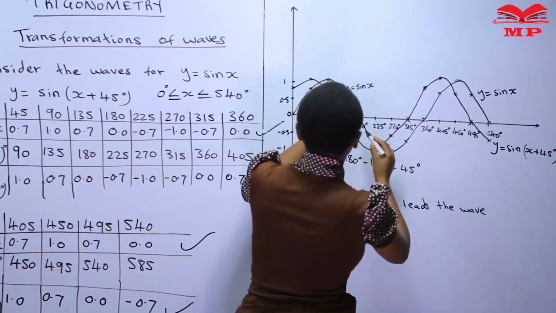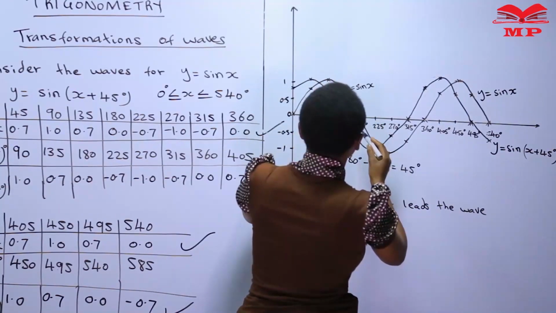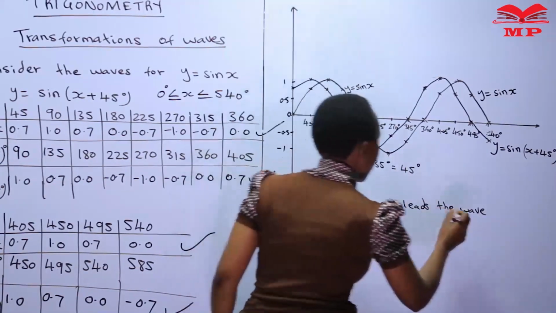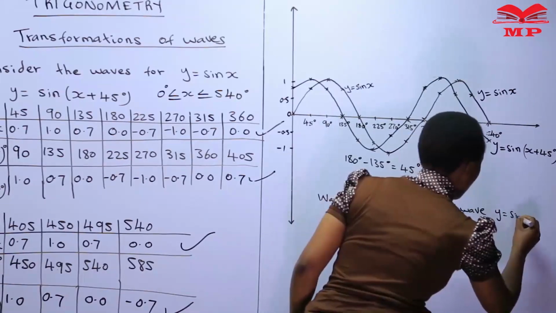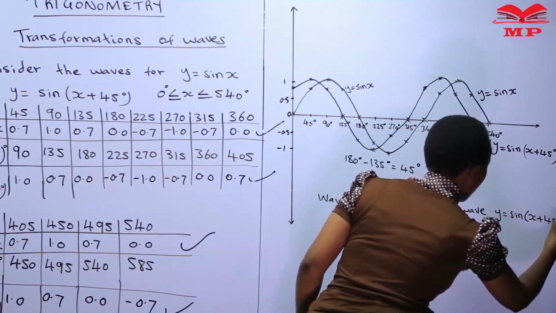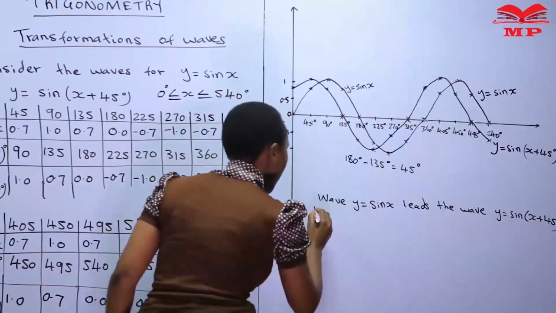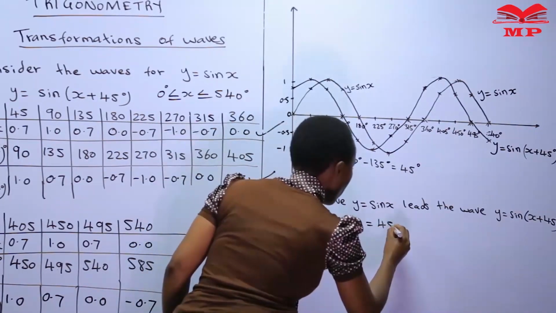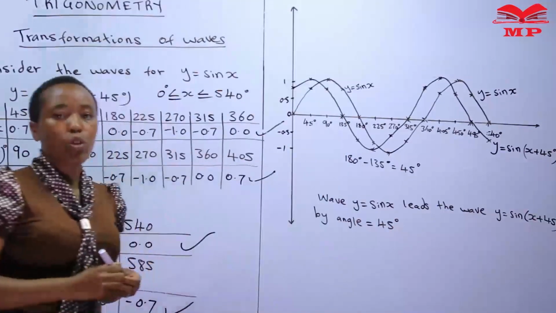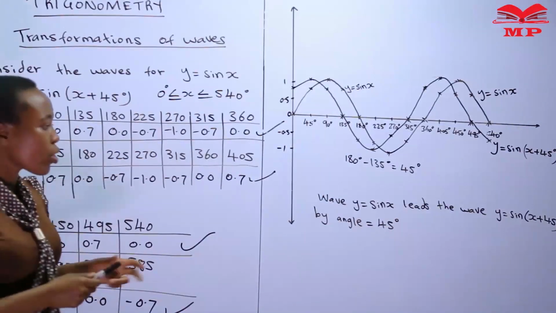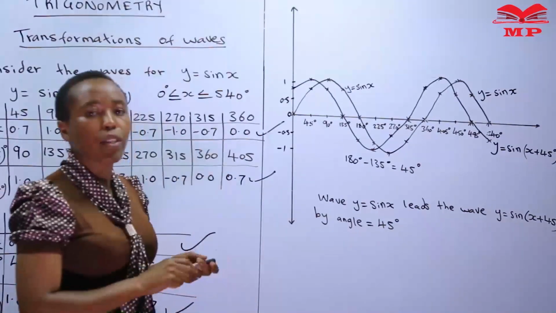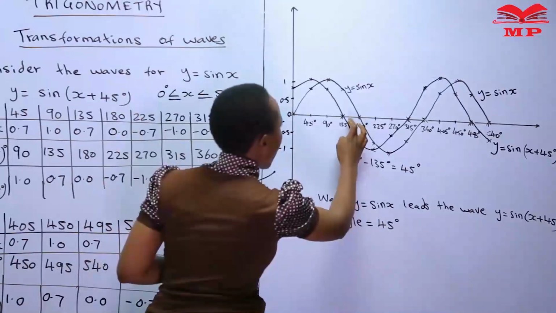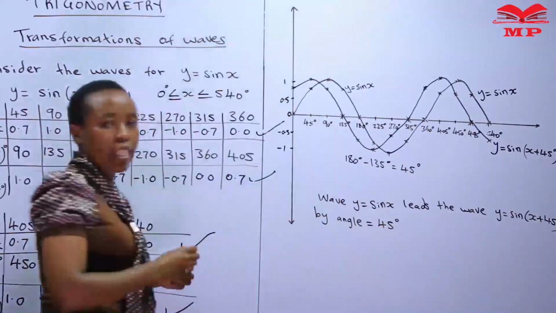You can see at this point it leads, at this point it leads, at this other point again it is ahead. So we can see that it leads the wave y is equal to sine x plus 45 degrees by an angle which is equal to 45 degrees. So it is leading the other, which is y is equal to sine x plus 45 degrees, by 45 degrees.